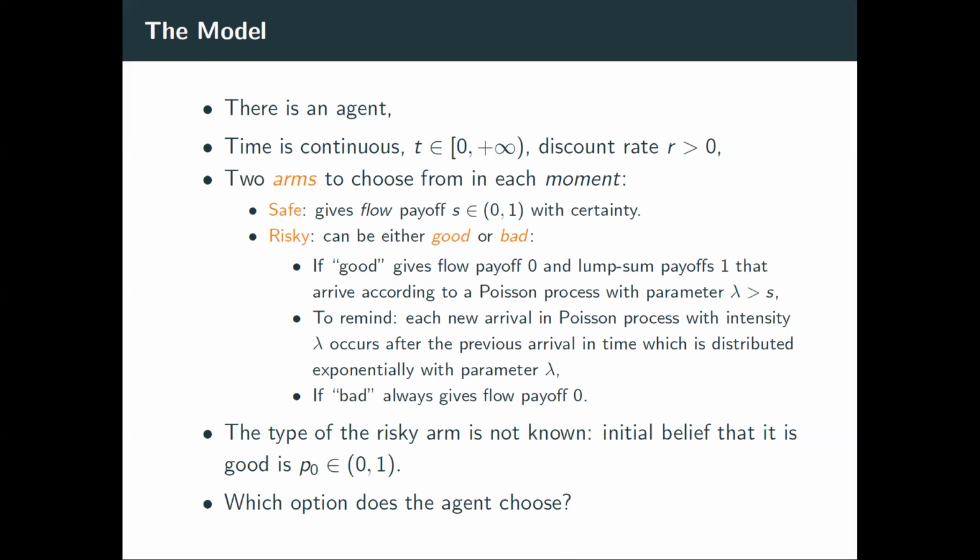The probability with which this risky arm is good, you have just some prior expectations about that, which are summarized in some initial belief. Because you have just 2 possibilities, good or bad, the whole information is summarized in just the probability with which it's good. With the remaining probability, it's bad. We denote this probability as P0, your initial belief that the risky arm is good. And the question of this model is: you start at 0 with some prior belief, so describe what you do, your optimal strategy.